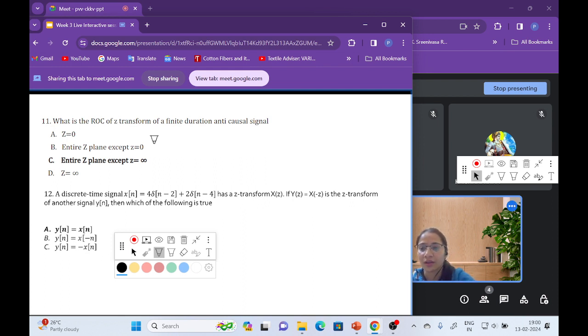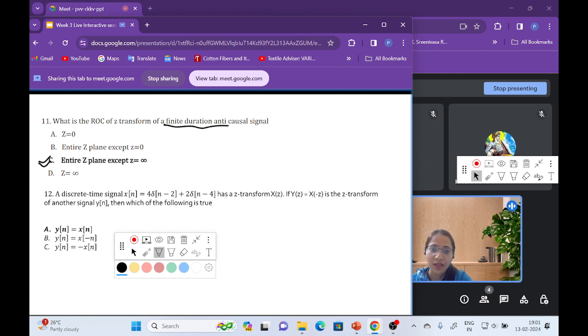Okay. What is the ROC of Z transform for a finite duration anti-causal signal? Option A is z equal to 0. Option B is the entire z plane except z equal to 0. Option C is the entire z plane except z equal to infinity. And option D is z equal to infinity. So for a finite duration anti-causal signal, the ROC will be the entire z plane except z equal to infinity.